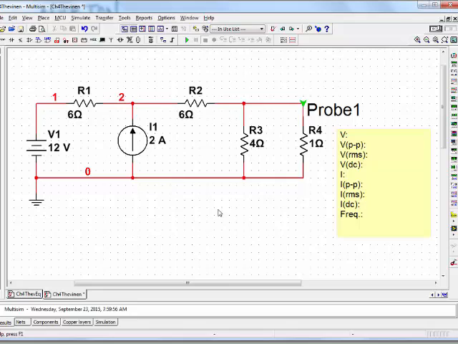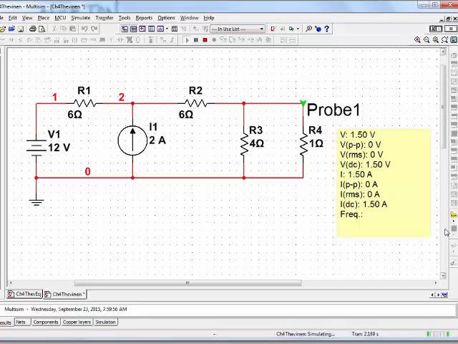So here is the original circuit with the load on. Let me run the simulation right now. The simulation is running, and my probe is right here, and it is indeed supplying 1.5 amps, which is what we calculated that it would do for the load. It's actually 1.5 amps and 1.5 volts right here at the load terminals. Okay, so that's all well and good.